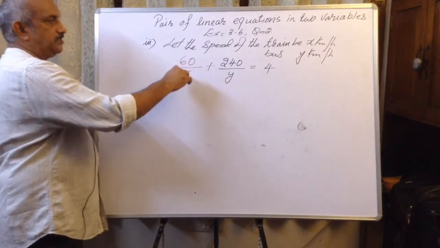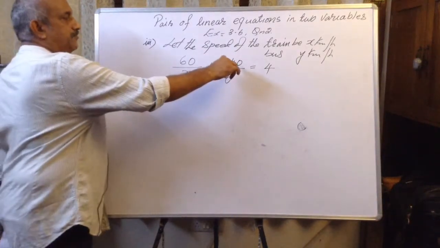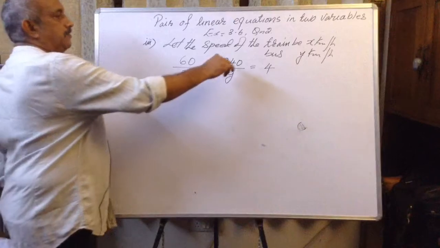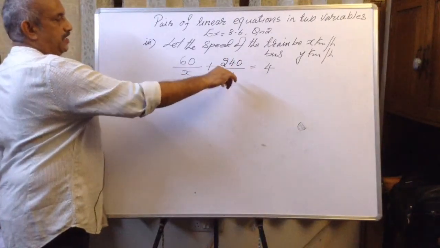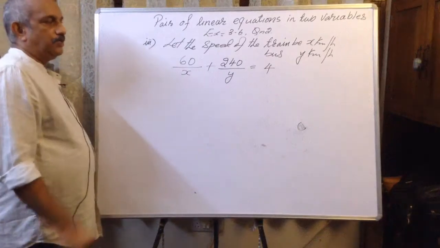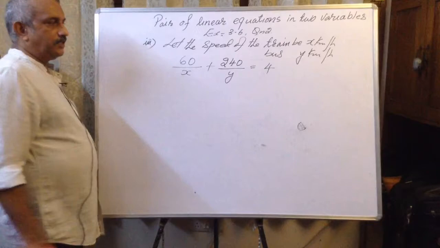60 kilometers and speed is x, so the time is 60 upon x. What is the time taken to travel by bus? Distance traveled is 240, speed y, so 240 upon y. And total time taken is 4 hours plus. Now let's take the second one.